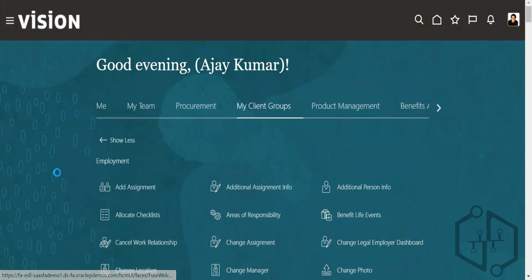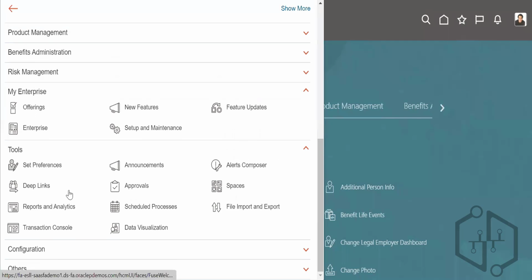Just a second. There's no security console.